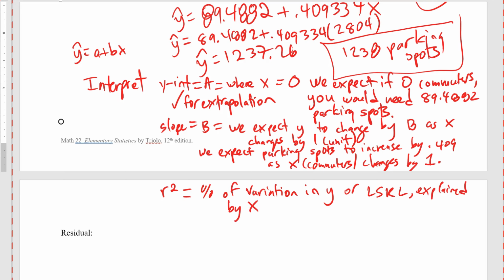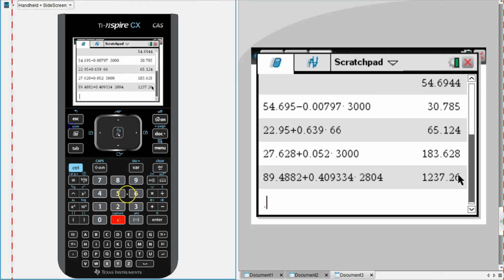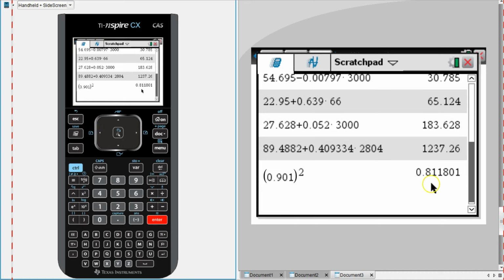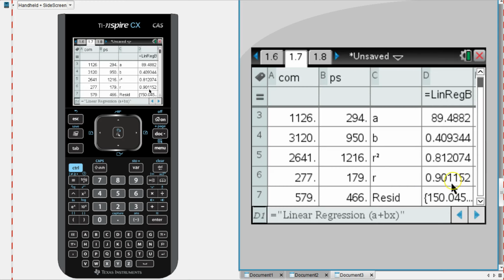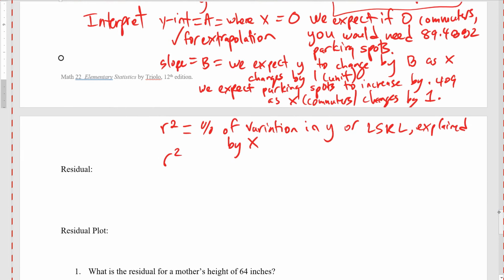Well, how do I get here? Well, it gave it to us, but really it's just as easy as saying, well, if I know r is 0.901, what's 0.901 squared? That's r squared. 81% of the data is explained by x. I'm going to go back to the table. If I look at that, r squared, 81% of the data is explained by x. So, 81% of the variation in y can be explained by x.